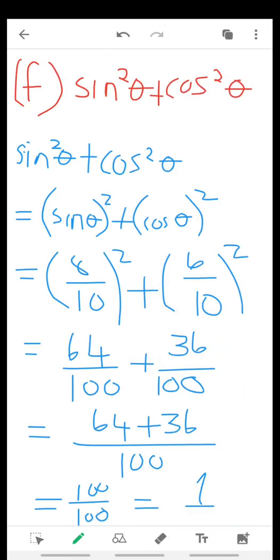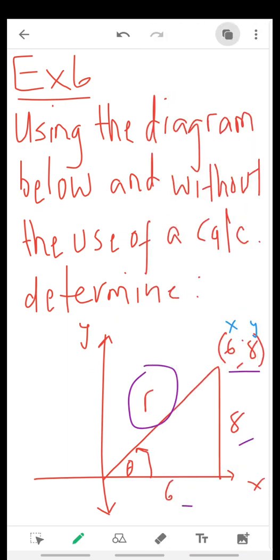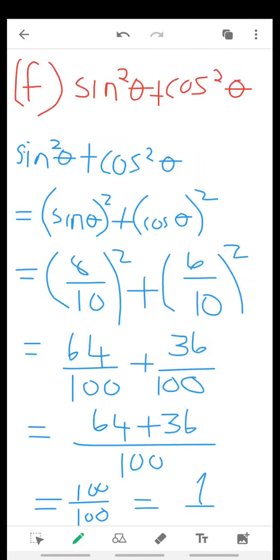Last one. We must find sine squared theta plus cos squared theta using the diagram here. Before we do this one, I want to explain something to you. Sine squared theta can be written as sine theta all squared, plus cos squared theta can be written as cos theta all squared. What we are saying is we have sine theta times sine theta, cos theta times cos theta. So you can just raise them to the power of 2 each.